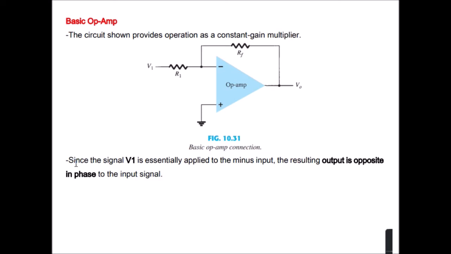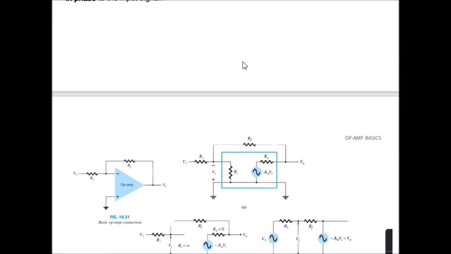So, since the signal V1, ito yung V1, is essentially applied to the minus input, 'diba? This is inverting input. So basically, kapag ka ganito yung ating output, we are expecting an opposite in phase polarity or opposite in phase to the input signal kasi nga i-invert niya. Alright? So, ayun. So, as of the moment, tandaan natin na ito yung basic, kumbaga, configuration. This is how ganito ginagamit yung op-amp basically. Okay? So, meron kang R1 and meron kang RF.